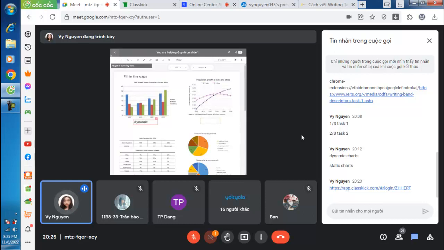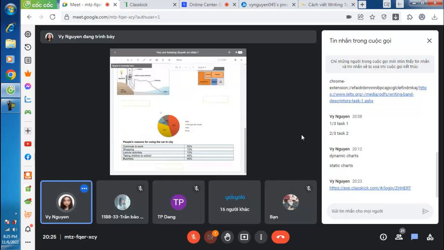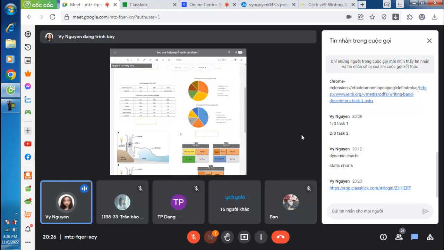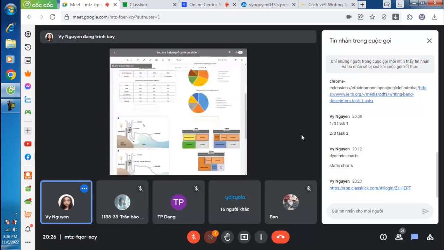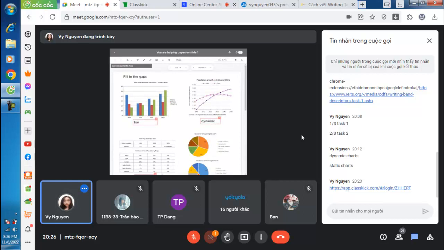No, I'm not asking you to say if it's dynamic or static, because there are charts that do not have data, like this one or that one, for example. I'm asking you specifically what the name of the chart is. For example, the first one is a bar chart. You have to write bar charts.